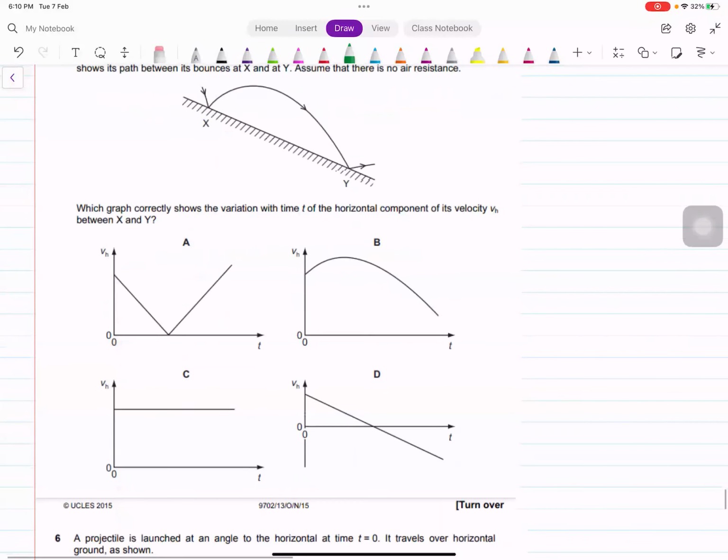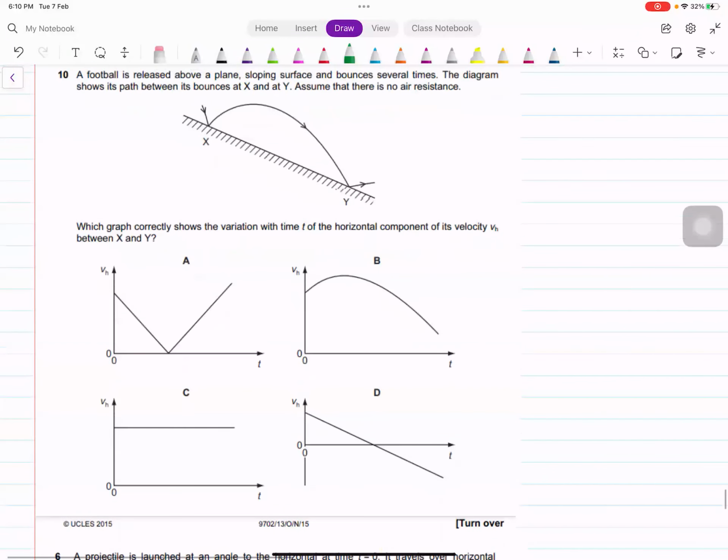Okay, then in this question, it says a football is released above a sloping plane surface, and bounces several times. The diagram shows the path between its bounces at x and y. Which graph correctly shows the variation of the horizontal component of velocity of v? Can somebody please tell me?